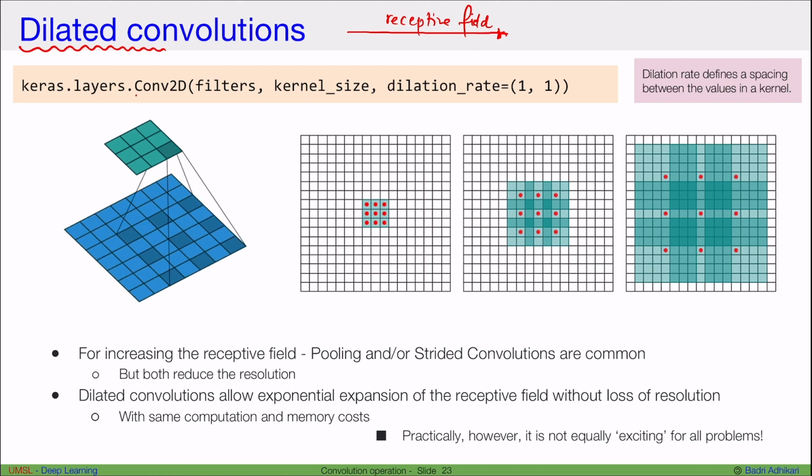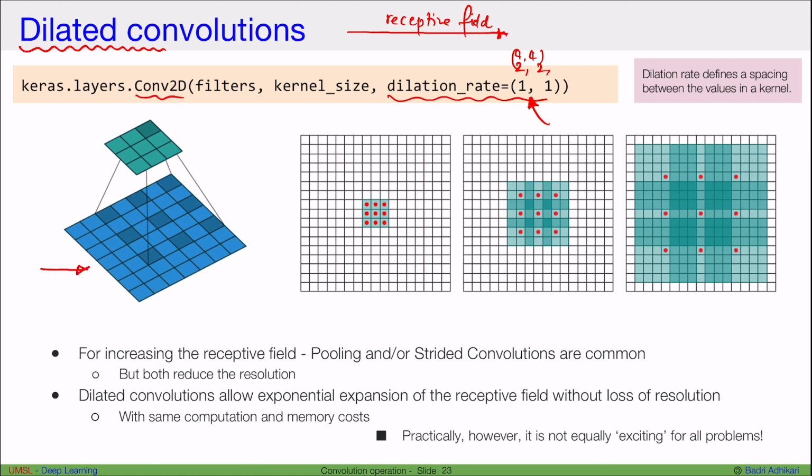In Keras, it's very easy to do this. You simply specify the dilation rate. If you keep the dilation rate as 1 by 1, that means it's the standard convolution operation. But if we increase it to 2 by 2 or 4 by 4, then that really means that we are using dilation. Here's the idea behind dilated convolutions.